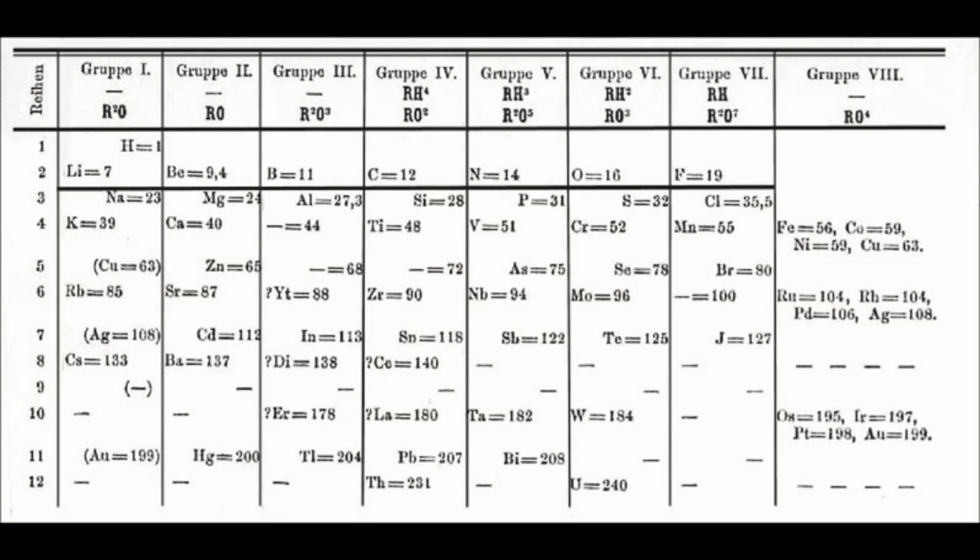Now, if we look at the very first periodic table, this was the original periodic table. You can see here how it's arranged into groups and periods. Slightly different, but the principle was basically the same.